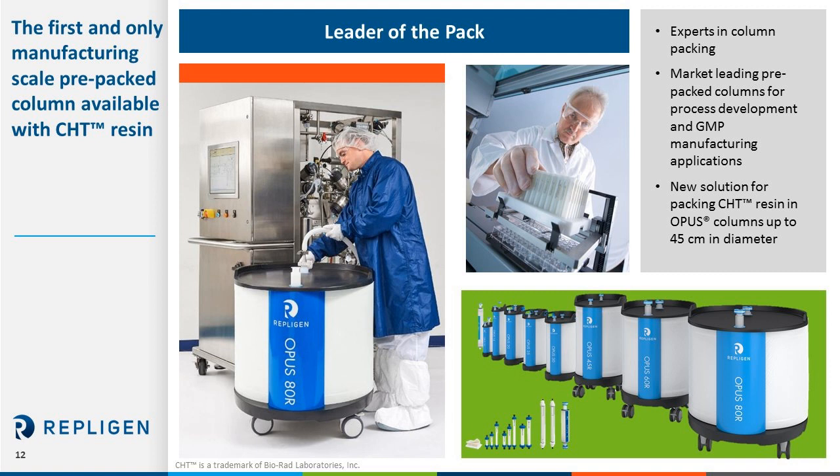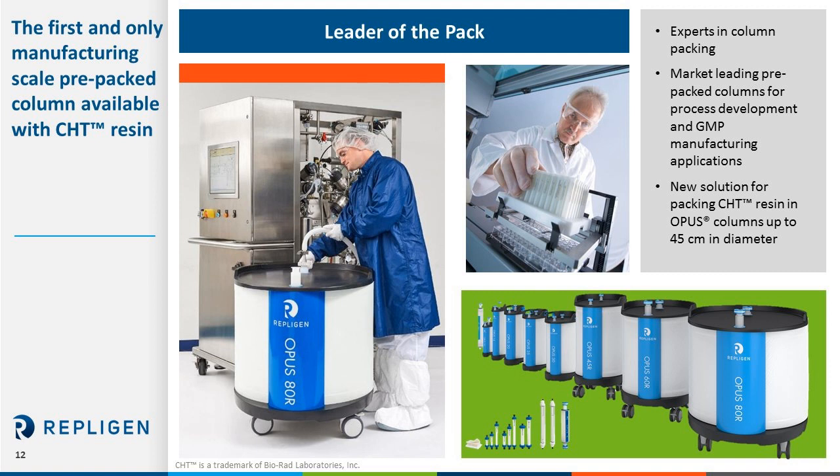And so as we wrap this webinar up, in conclusion, Repligen has developed the first and only pre-packed column available with CHT resin, which has the shipping validation, all the data that I've shown here today, and offers customers a new solution when CHT is required in processing for biologic purification. And so with that, I will close and take any questions. Thank you very much.